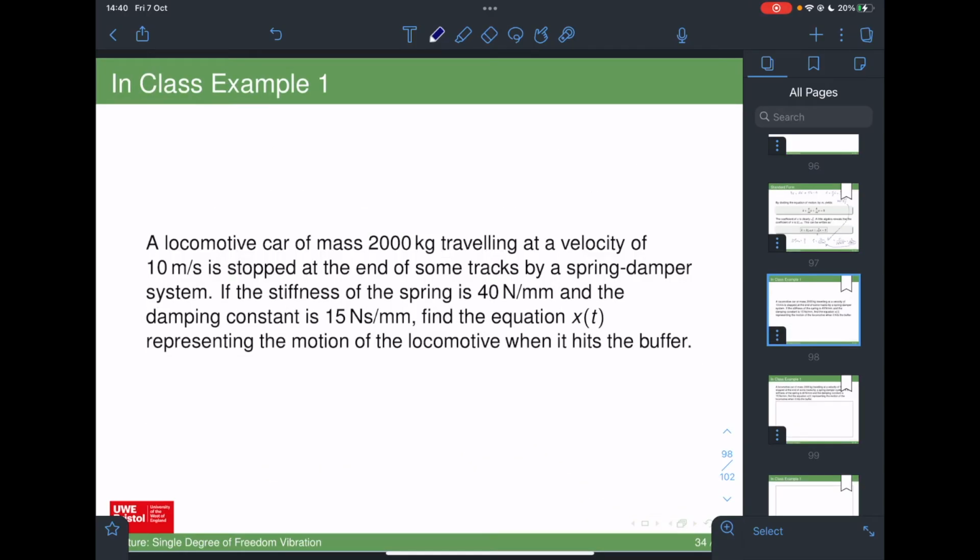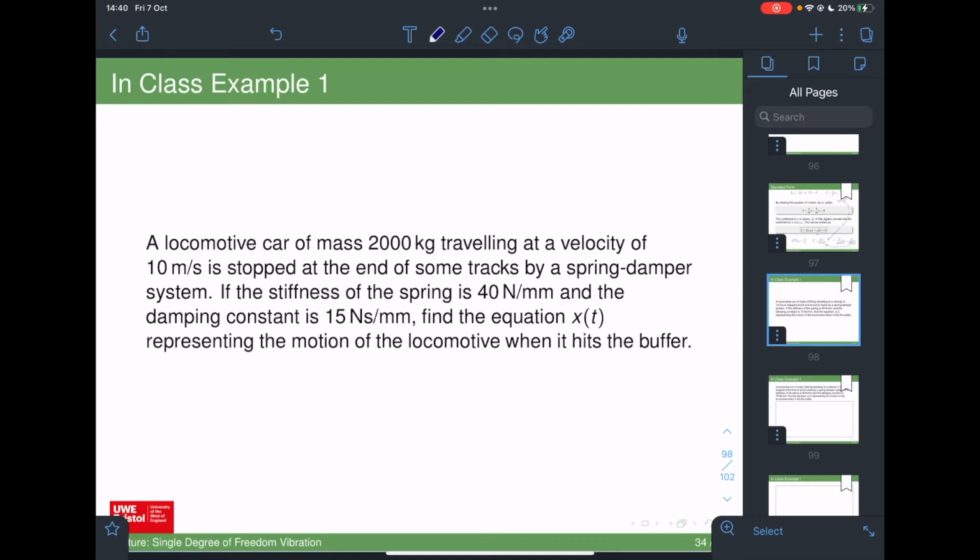An example. Okay, so this is an example I'm going to do for you, as opposed to being something that you do yourself. Basically we've got a locomotive, not a car, but a locomotive on rails. The mass is 2 tons, travelling at a velocity of 10 metres per second. It's stopped at the end of the tracks by a spring damper system.